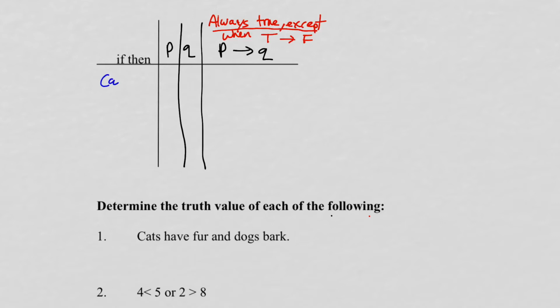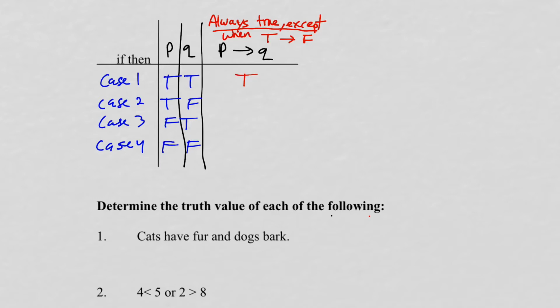So let's take a look at case 1, case 2, 3. So remember, it's true true, true false, false true, and then false false. Okay. So following this concept, always true except when you get a true and then false. If it's true, then false. So that means that this is true, this is true, this is true, and the only exception is right there. The first is true, the second is false, so that's going to be false. Okay.